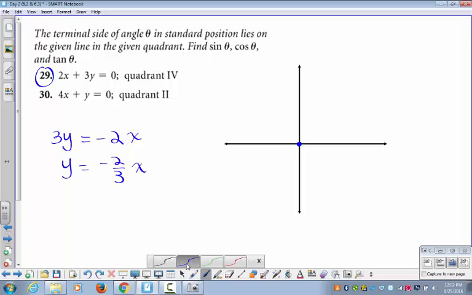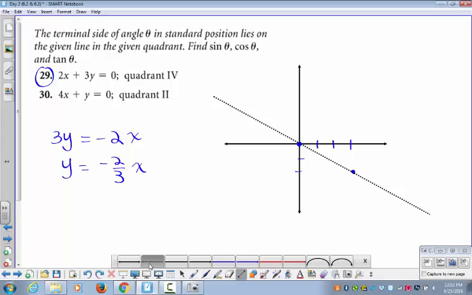If you pick a number, this might be the easiest place to look so you don't deal with fractions. You could look here and say, if I pick a 3, those will cancel and I'll get a negative 2. So 3, negative 2 will give us that. So the line we're looking at is this line right there. But they tell us which quadrant to focus on, because a terminal ray is a ray. It's only in one quadrant. It says quadrant 4 for that one, so we're down there.